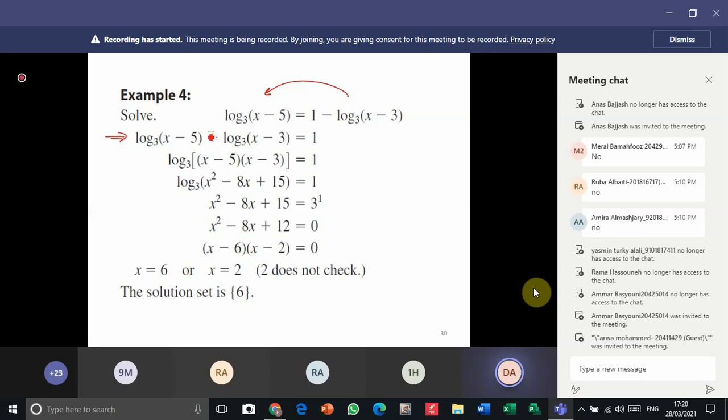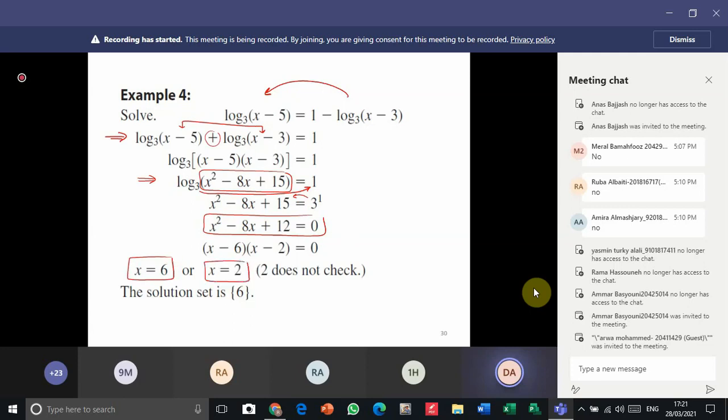So we have, this is plus, so this is multiplication between them. So we have x minus 5 multiply x minus 3, two brackets, so we have this logarithm. This means the argument equal what? 3 to the power 1. This is equal 3. Put 3 on the left hand side, so we have the quadratic equation x squared minus 8x plus 12. After solving this quadratic equation, we have x equal 6 and x equal 2.